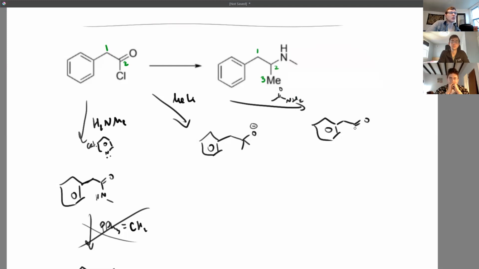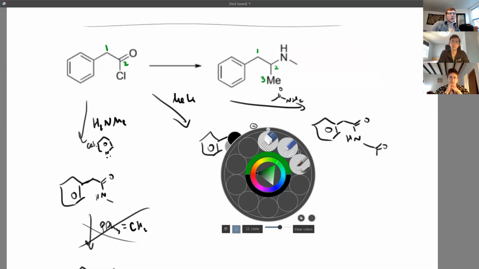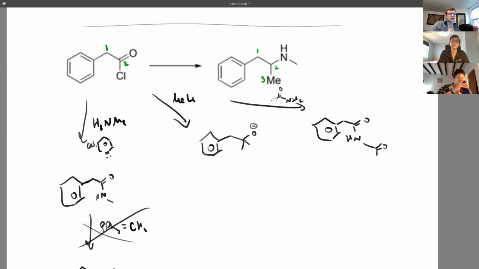So if we had an amide here and then we did something like this. Well, okay, it doesn't need to be, it could be like this. I drew an extra carbon, but it doesn't need to be, right? So it could be something like this, and then we can do that. But the question still is, how do we get a methyl there? Right. Yeah. Doesn't help us at the end of the day.